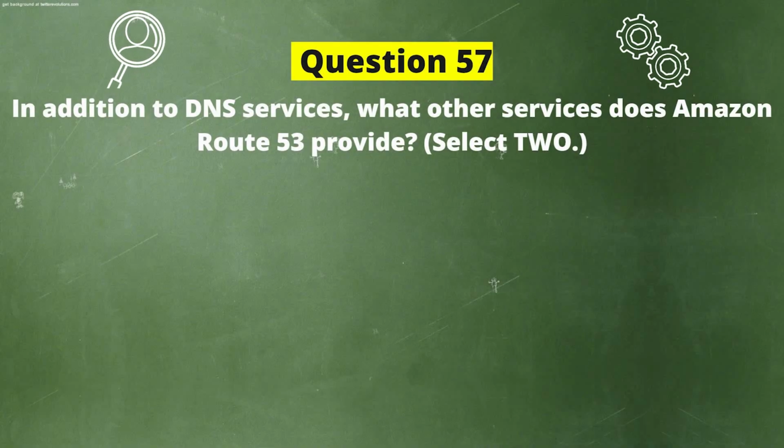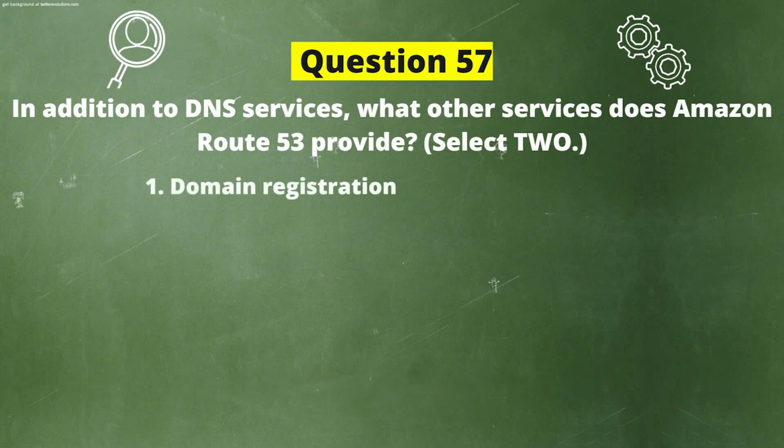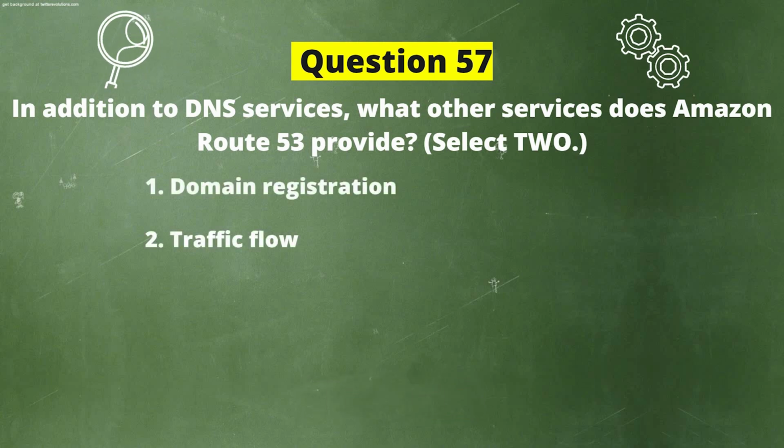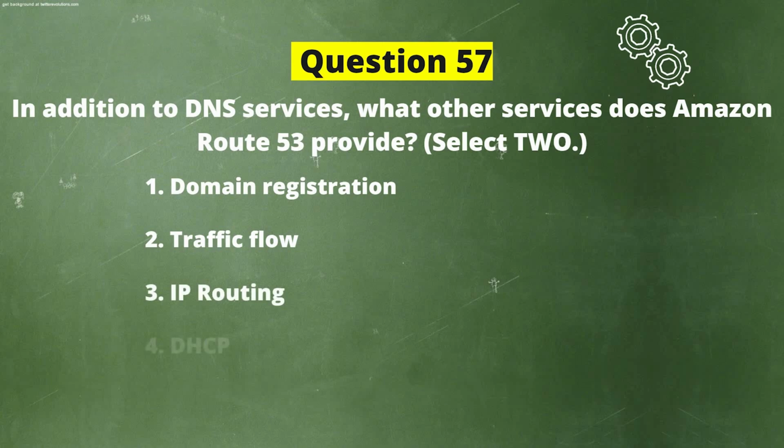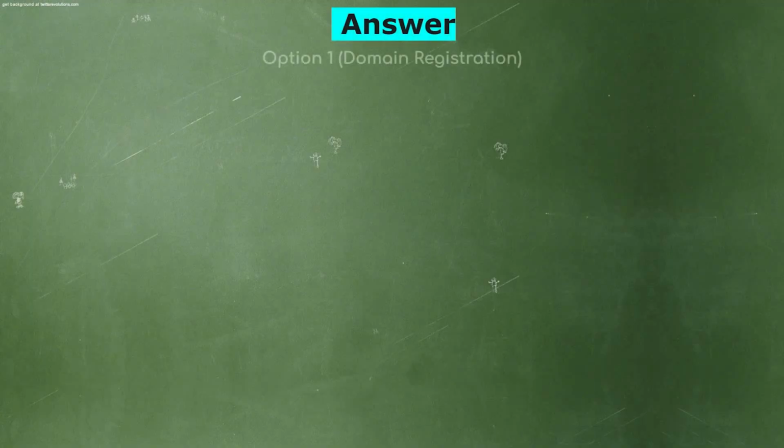Question 57. In addition to DNS services, what other services does Amazon Route 53 provide? Select two options. Now the options are: Option 1, domain registration. Option 2, traffic flow. Option 3, IP routing. Option 4, DHCP. Option 5, caching. And the correct answer is option 1, domain registration, and option 2, traffic flow.